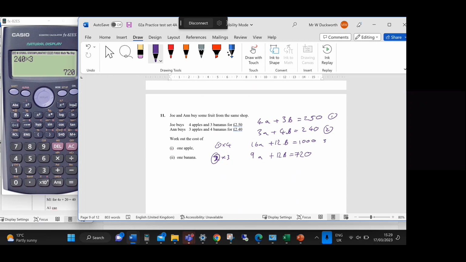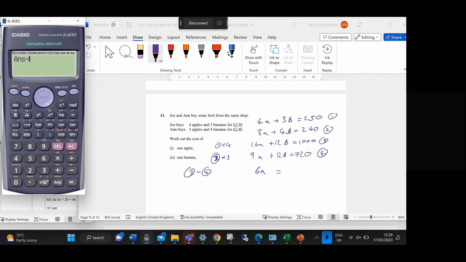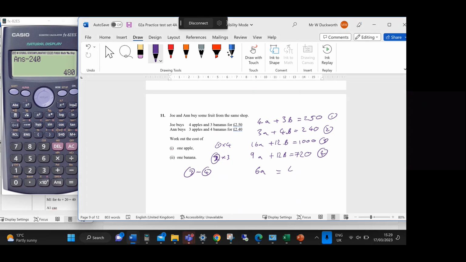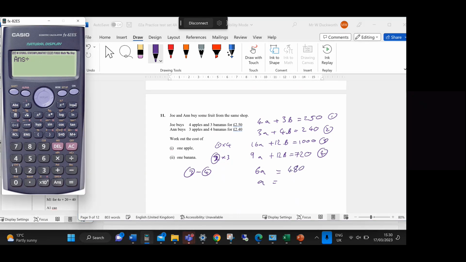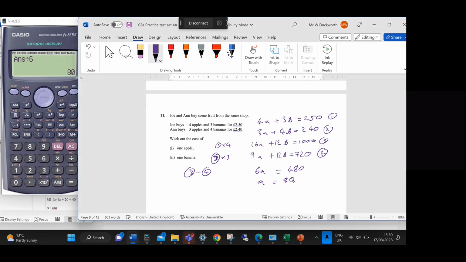I'm going to say that's equation 3 and that's equation 4, and I'm going to do equation 3 minus equation 4. That gives me 9 take away 3 would be 6a is going to be equal to 720 take away 240 is going to be 480. So a is going to be equal to 480 divided by 6, 80. So each apple is 80 pence.